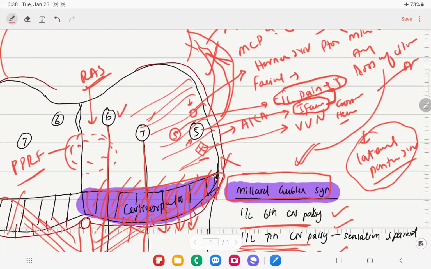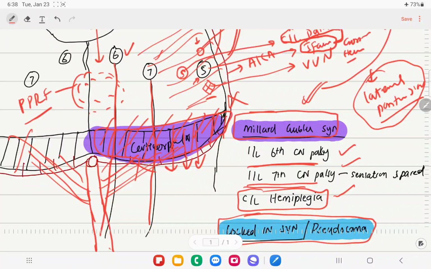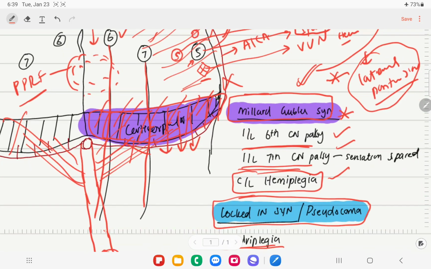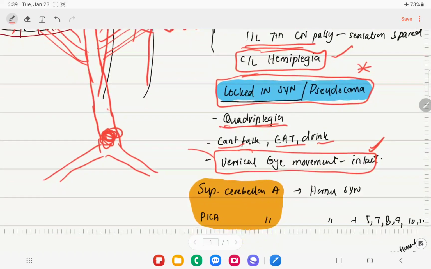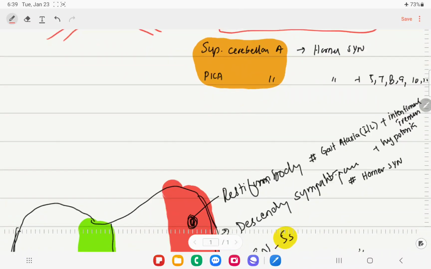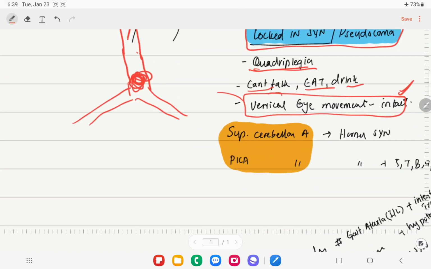So we'll have three syndromes related to the midbrain, right? That was the Weber syndrome, another one was the Benedikt syndrome, and the last one was the Nothnagel syndrome, right? So three syndromes are related to the midbrain and three syndromes are related to the pons, that is lateral pontine syndrome, right? Then we'll have the Millard-Gubler syndrome, right? And then there's locked-in syndrome, also known as pseudocoma, right? So that's all about the syndromes related to the pons.